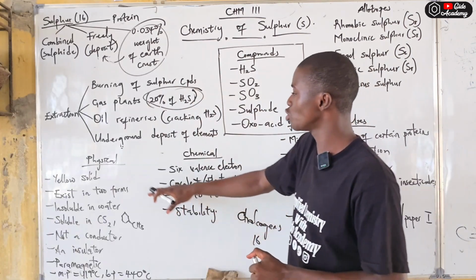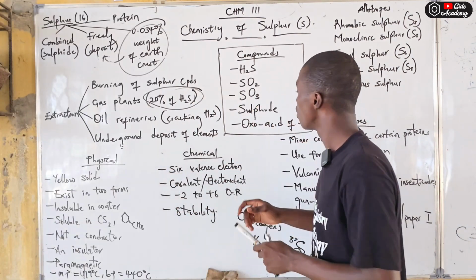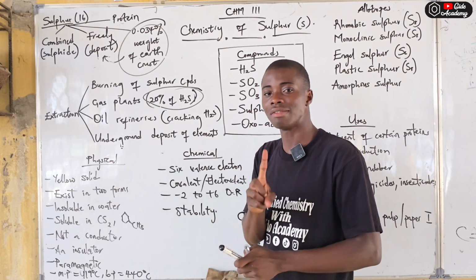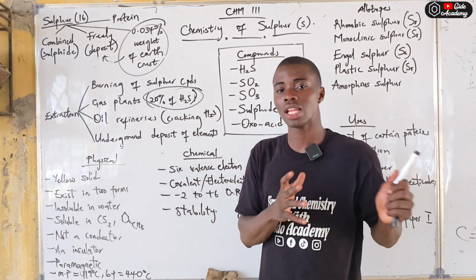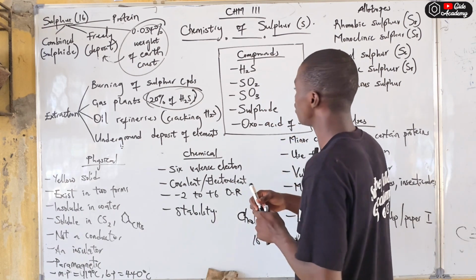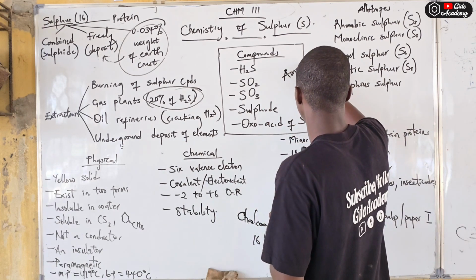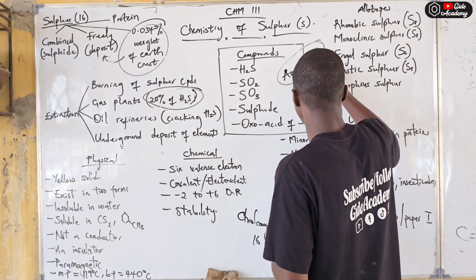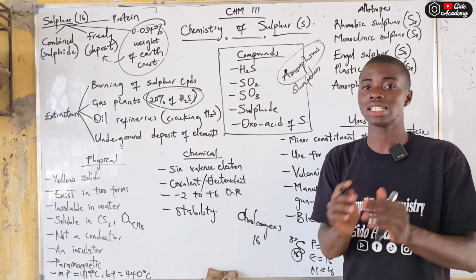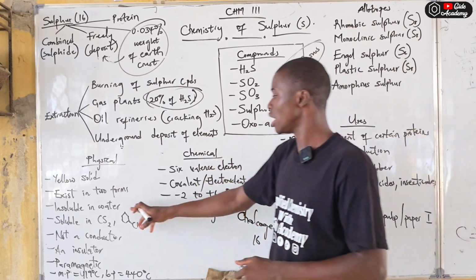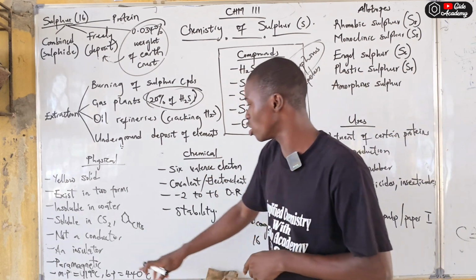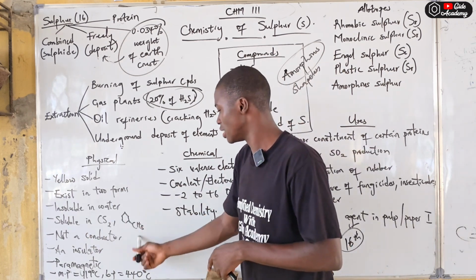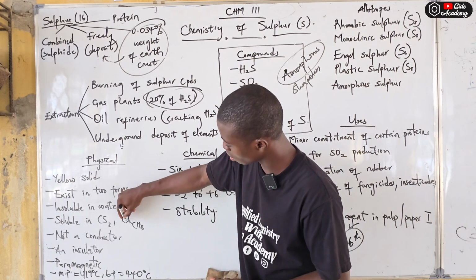So let's quickly run through the physical properties of sulfur. Sulfur is a yellow solid. It exists in two forms: the crystalline form and the non-crystalline form. The non-crystalline form is usually referred to as amorphous. The other word for amorphous is shapeless, while the crystalline form means it has a shape. So please take note of that. It is insoluble in water, but it is soluble in CS2, that is carbon disulfide, and methylbenzene. Please take note of that.